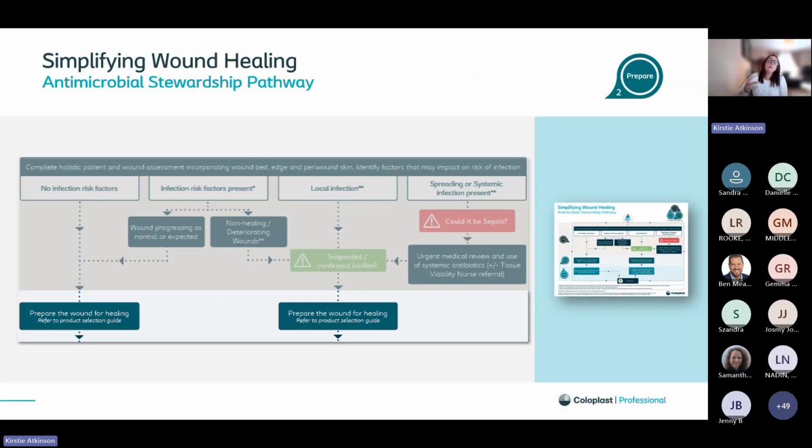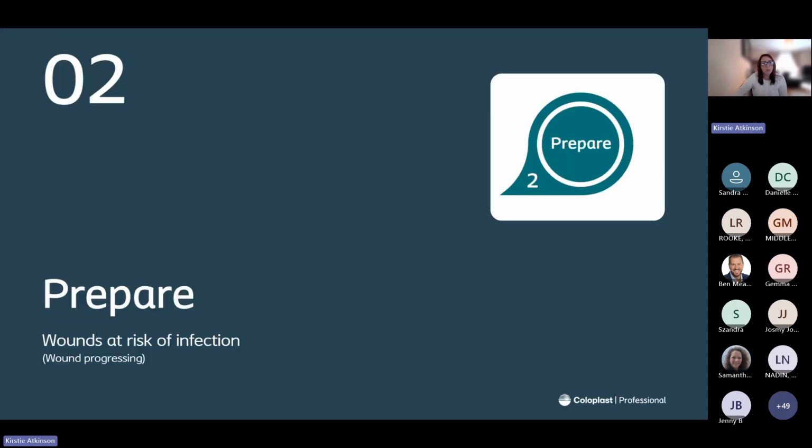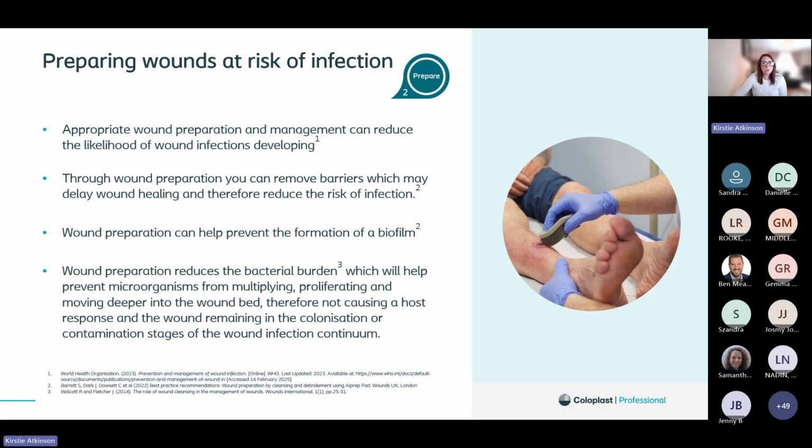So when we talked about wound preparation and treatment previously, we looked at wounds that had an infection or a biofilm. However, there are wounds that are at risk of getting an infection. So when it comes to preparing these wounds, it's appropriate that we do it and manage it to reduce the likelihood of that wound infection happening. By doing that, we're removing any barriers to delayed healing and reducing that risk. And we're also preventing that formation of a biofilm.